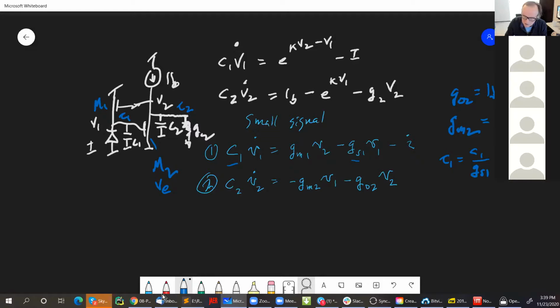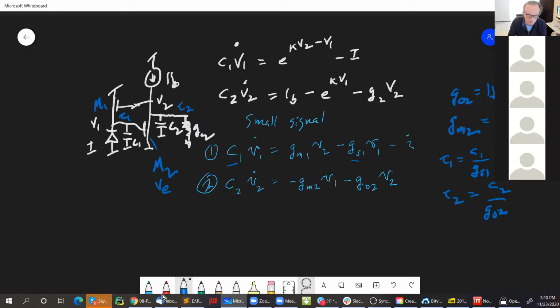And now let's define tau2 to be the time constant of the output node. What conductance should we use for that? Here it doesn't make sense to use a transconductance, because there is no transconductance. It's like a voltage amplifier output. So the only conductance that matters is the output conductance, which is the drain conductance of M2. So tau2 will be defined as C2 divided by GO2. That'll be a much bigger time constant, right? Usually the output conductance is much smaller.